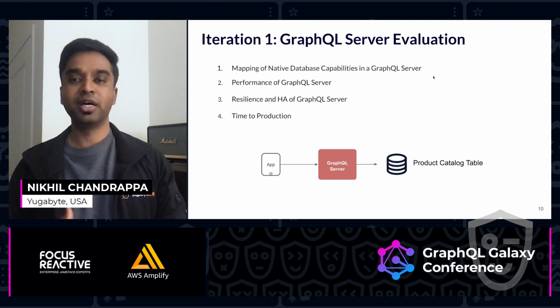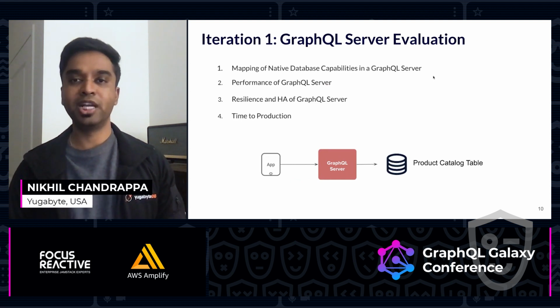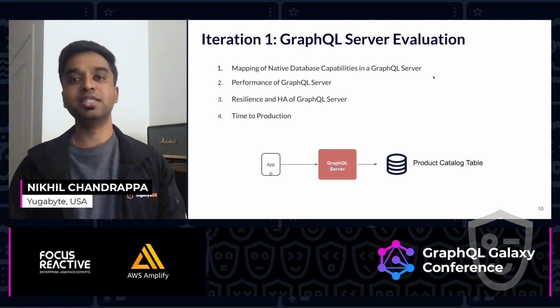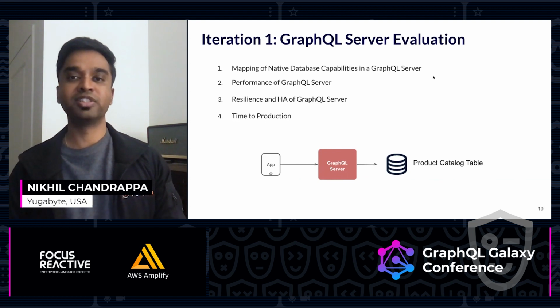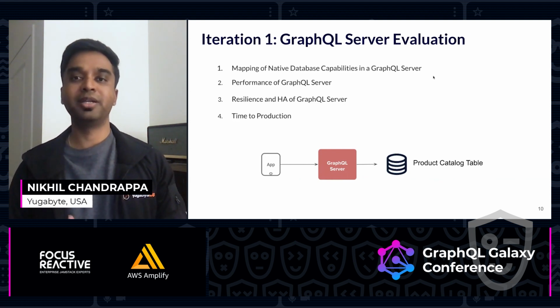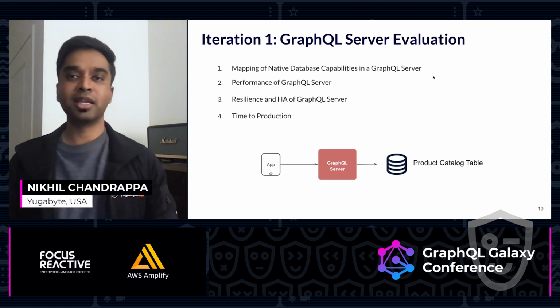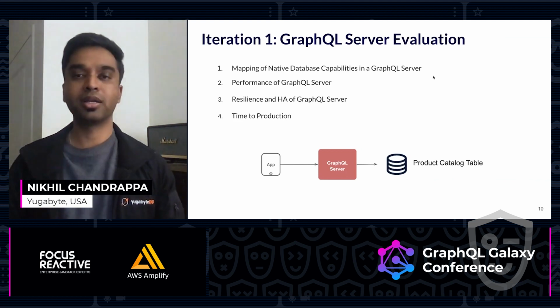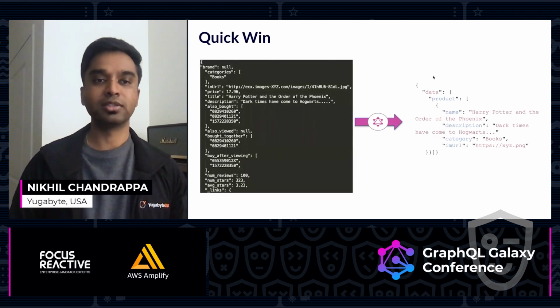For us, during our evaluation, we wanted to see how well the GraphQL server can use the native database capabilities. Is it performant or not? And how easy is it to get to production, right? For that, we first wanted to use one of our simple tables, the product catalog. It doesn't have a complex access pattern. You get the product ID in the request and you send back the product details, right? It was a quick win for us.